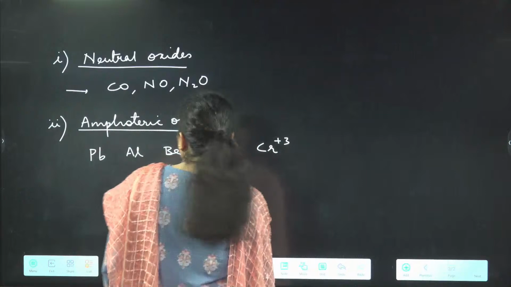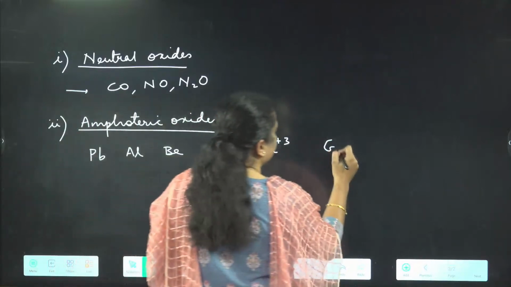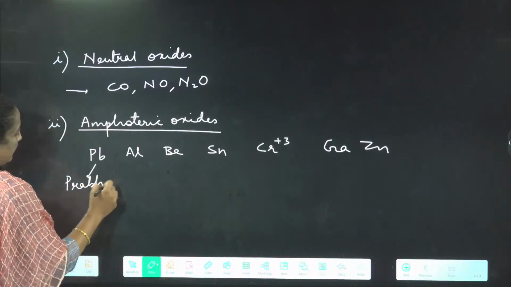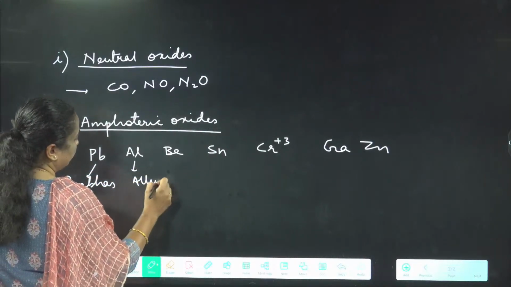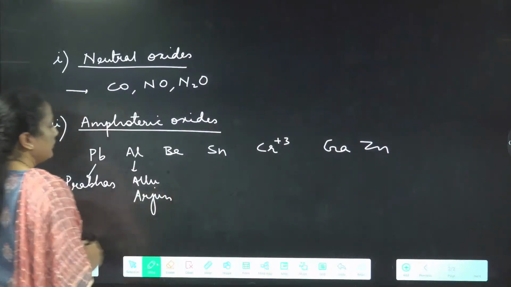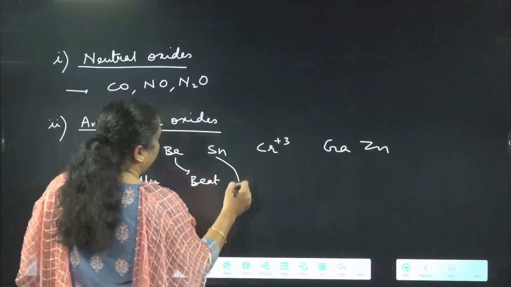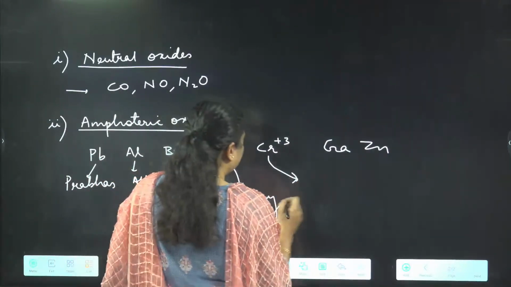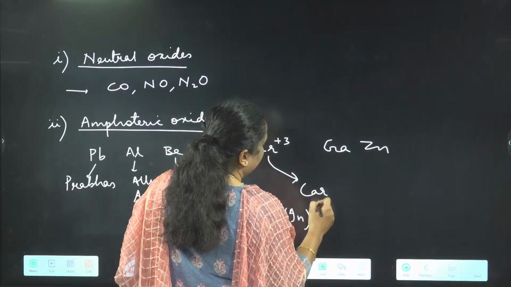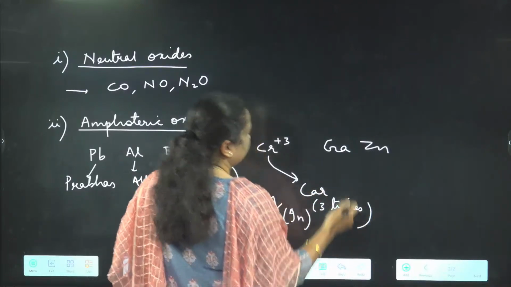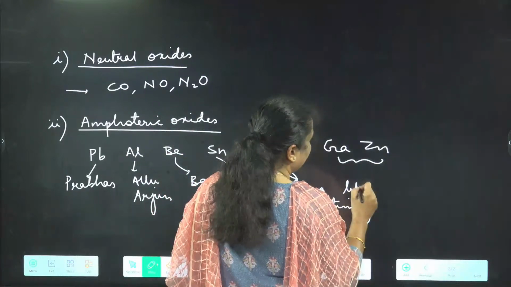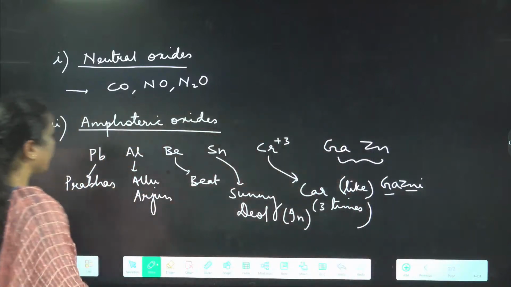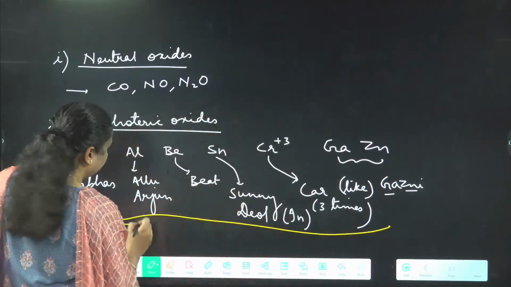For that I'll give you a trick here. Basically it is Prabhas, Allu Arjun, everybody knows, famous stars. Sunny Deol is a veteran actor in Bollywood, right? Bet Sunny Deol in car 3 times so that you remember the charge. And then like Gajni, you can remember.